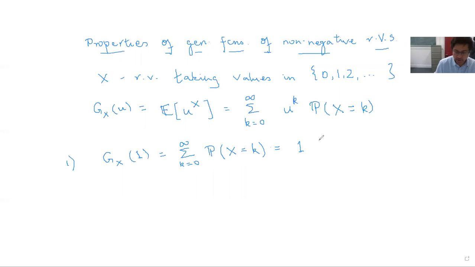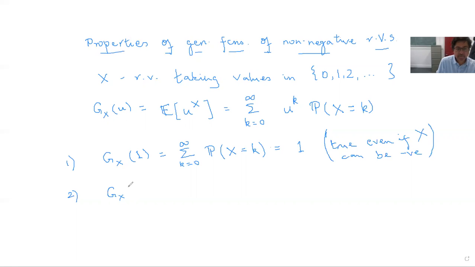And in fact, this is true even if X, for this we don't need the random variable X to be non-negative. True even if X can be negative. So for any random variable, the generating function evaluated at 1 is 1. Okay, so the second property is only true for non-negative random variables, and this says that G_X is increasing.